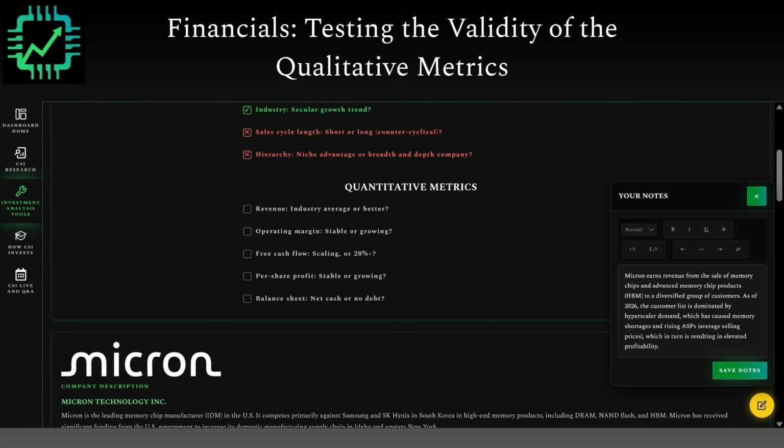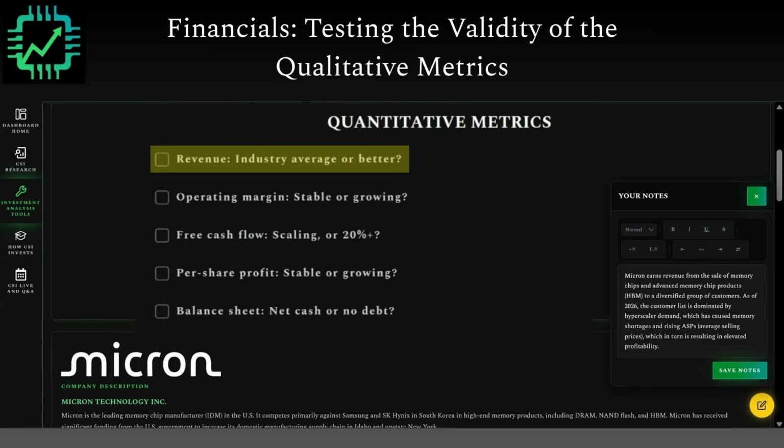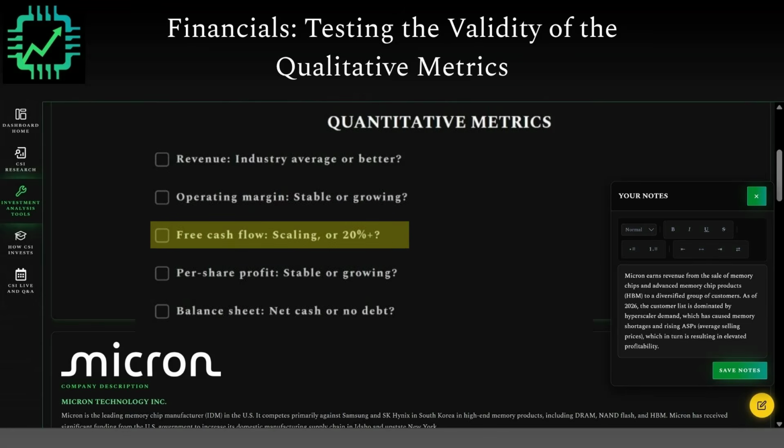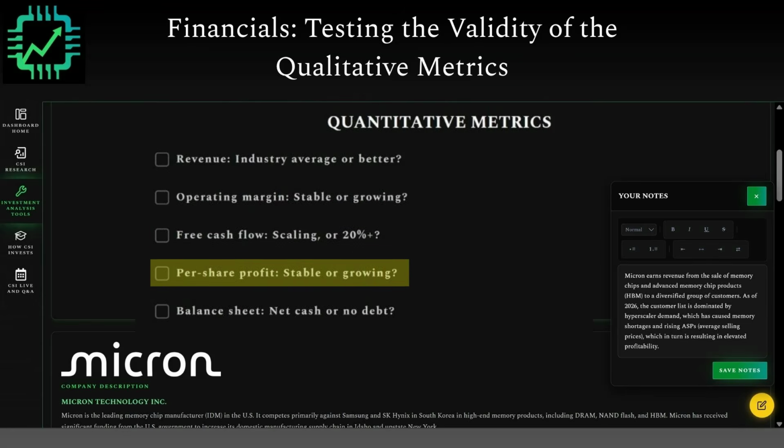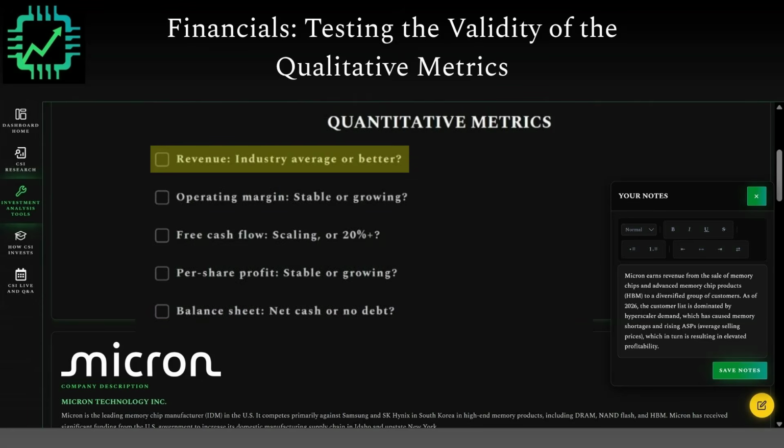But as we just mentioned, you want what you think you know qualitatively about a business to be backed up by what you can find in the financials themselves. So let's do it. This is why this is part 3. We've defined what Micron does, how they make money. Let's see if we can back this up with the quantitative part of the thesis checklist. So revenue, is it industry average or better? How is the operating margin, free cash flow, per share profit, and the balance sheet? Those are the metrics we're looking at primarily. Let's take a look at that first one.